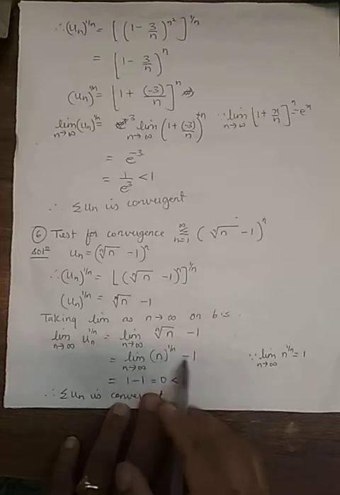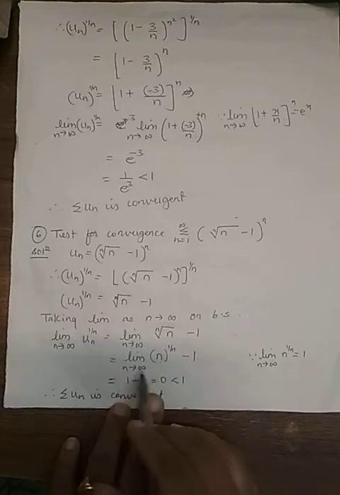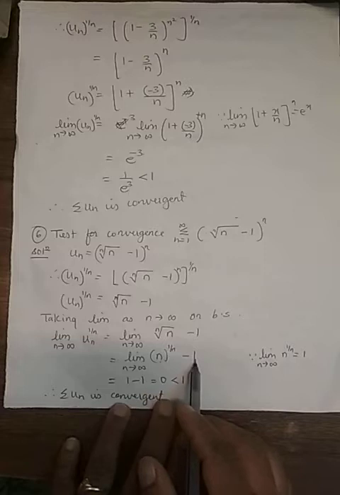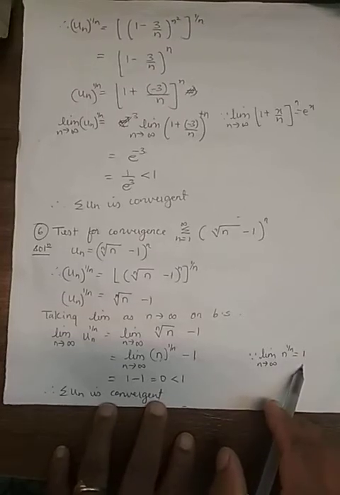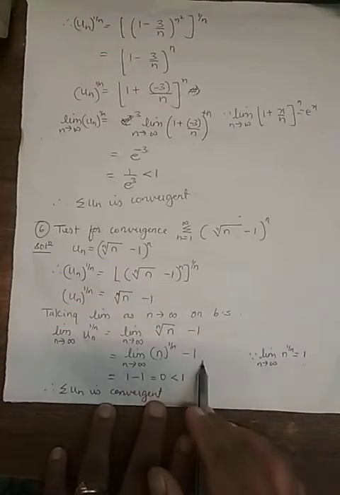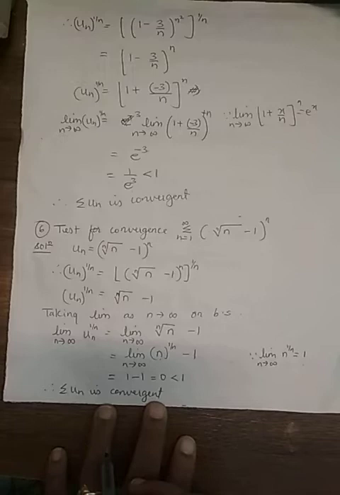If I split the limit on both sides, here for the negative sign, limit as n tends to infinity n raised to 1 by n, limit as n tends to infinity of 1. Here there is no n, means answer is 1 only here, and this answer is 1 as I have given you the standard result. 1 minus 1 is 0, which is less than 1. So it is convergent.